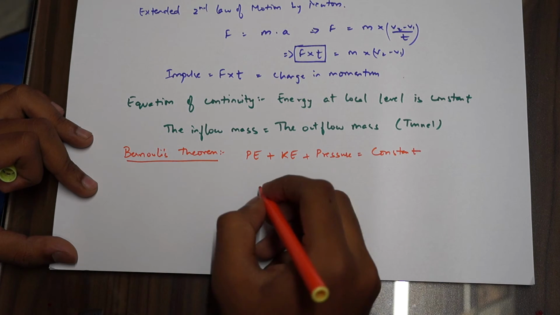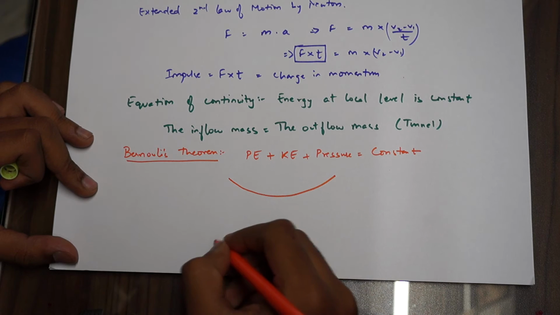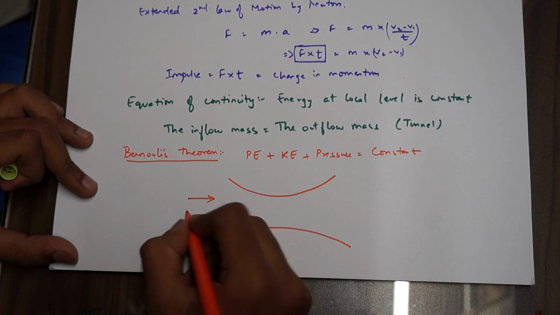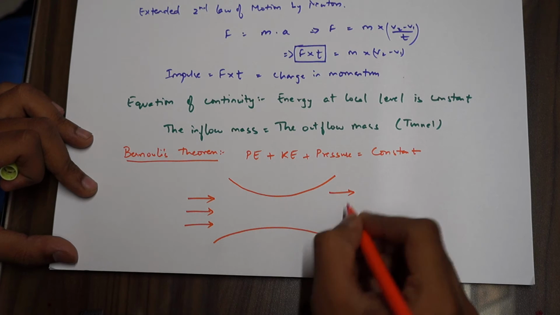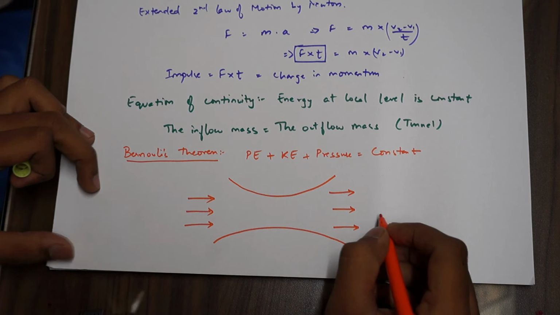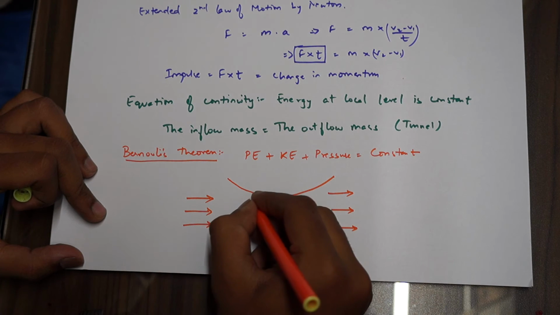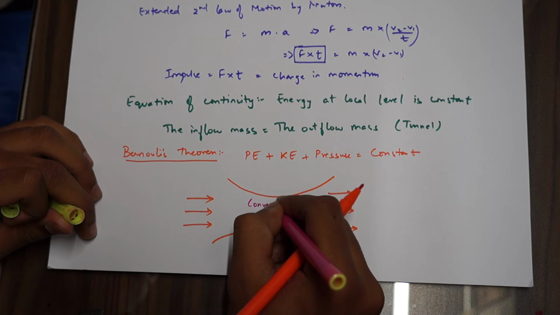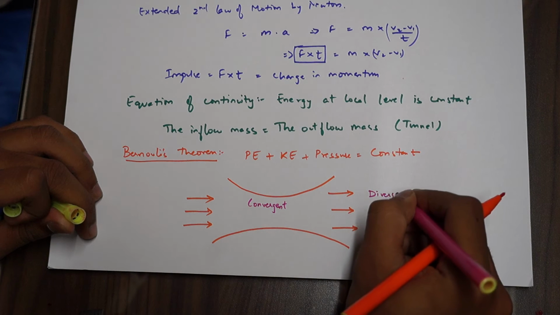Let us take for an example a tube of this sort, and you're sending winds or any fluid material, maybe water. At this point, if you can see, it's a convergent duct, and here it is a divergent duct.